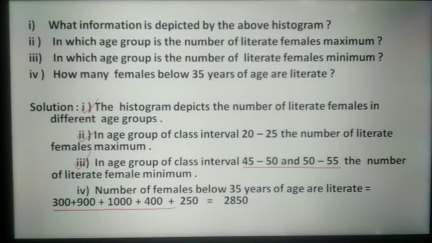Now in the next question, how many females below 35 years of age are literate? Here, to find the number of literate females below 35 years of age, we have to add the previous frequencies: 300 plus 900 plus 1000 plus 400 plus 250 is equal to 2850.